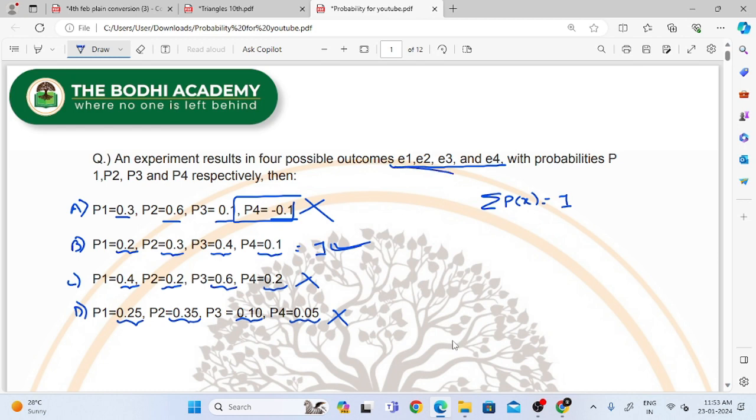We have in total 4 events. According to those 4 events, we have 4 probabilities. So if you add all the probabilities, the answer must be 1. So only option number B is satisfying. So option number B is correct. Come to the next question.